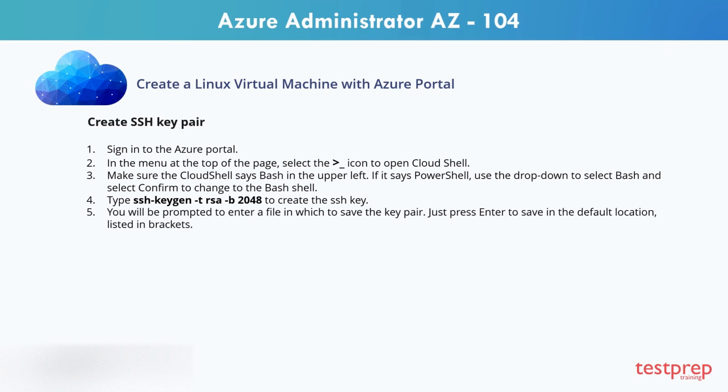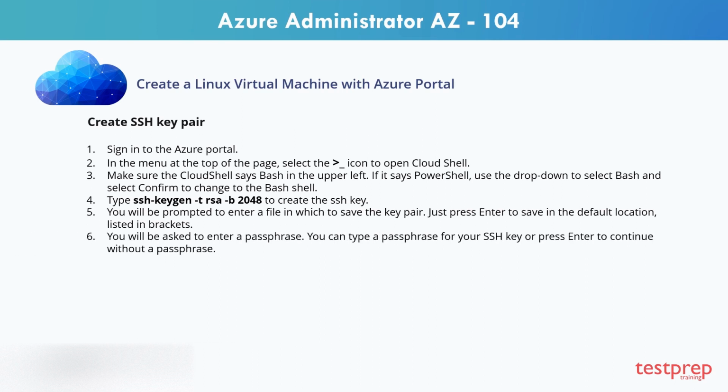You will be prompted to enter a file in which to save the key pair. Just press Enter to save in the default location, listed in brackets. 6. You will be asked to enter a passphrase. You can type a passphrase for your SSH key or press Enter to continue without a passphrase.